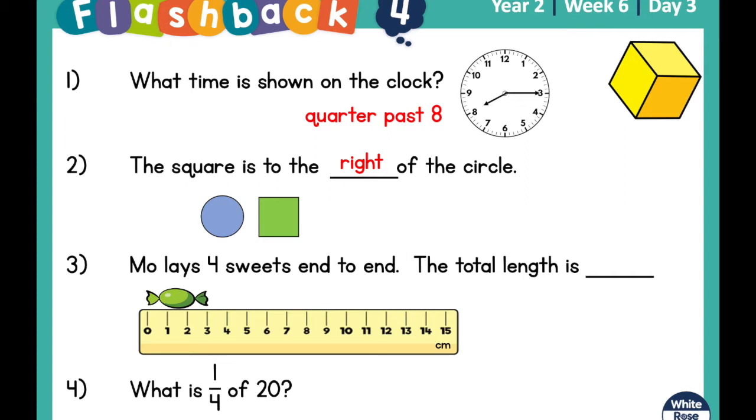The total length is, so you need to measure this one and then times your answer by 4 and you will have got 12 centimetres if 4 sweets were laid end to end. And question 4. What is 1/4 of 20? The answer is 5. Okay, let's move on and have a look at today's PowerMaths lesson.